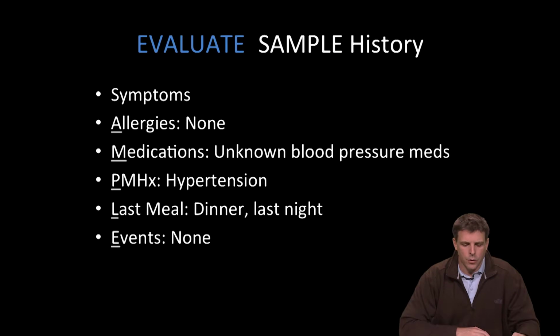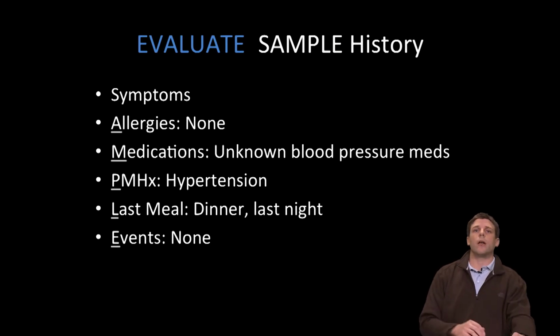All right, so continuing on with the SAMPLE history, we see that the patient has no allergies. He is on medications to control blood pressure, so that is helpful. He's certainly very hypertensive here in the emergency room, and so it appears as though he already has that diagnosis. He's taking some medications, but we are unclear as to which ones.